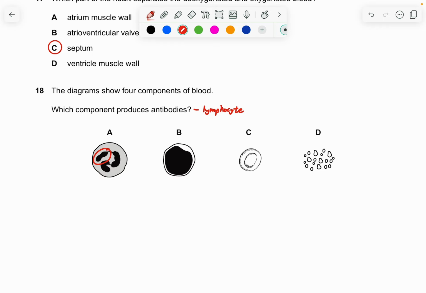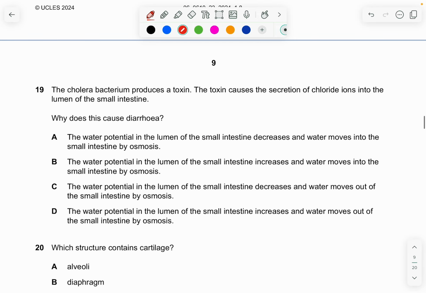Lobes is something like this: 1 lobe, 2 lobes, 3 lobes. These are lobes of nucleus. But for lymphocyte, it has one big circular nucleus, which is B. Question 19. The cholera bacterium produces a toxin. The toxin causes the secretion of chloride ions into the lumen of the small intestine. Why does this cause diarrhea?